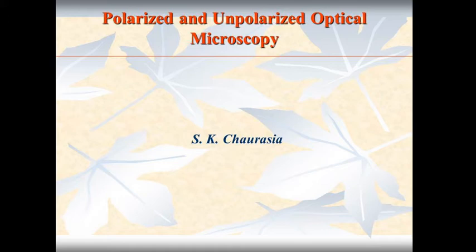The main limitation is the resolution of this magnifying glass, or we can say the optical microscope, is very low. It can only magnify the image of the object 3 or 4 times. The situation is different if we are talking about polarizing and unpolarizing microscopy. In this lecture, we will discuss some basic ideas about polarized and unpolarized microscopy.